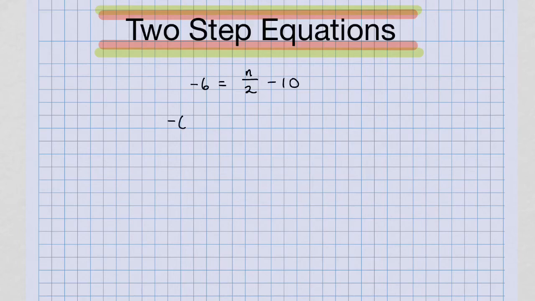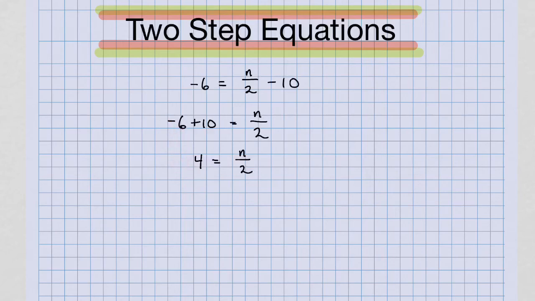So now we have negative 6 plus 10 equals n over 2. Okay, negative 6 plus 10 is a positive 4. So we're going to say 4 equals n over 2. Simply doing arithmetic from this step to this step.